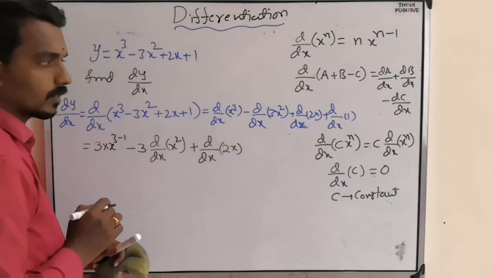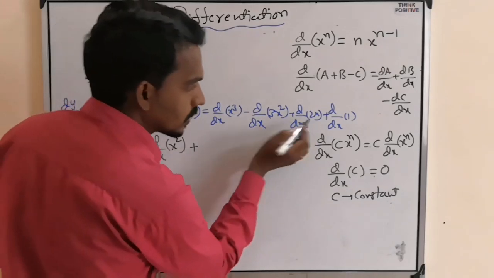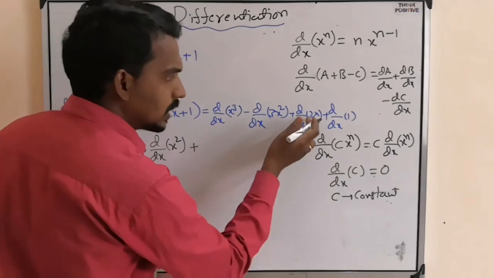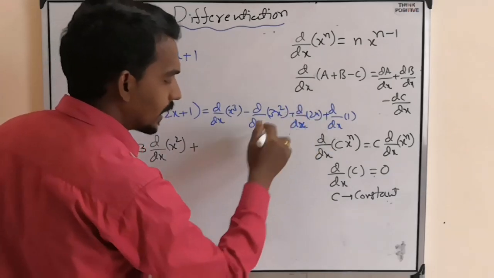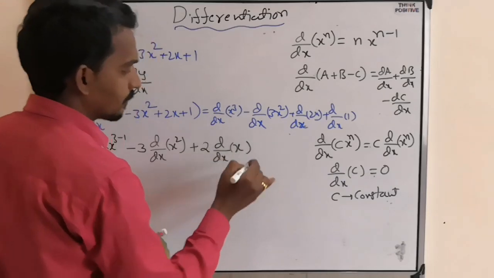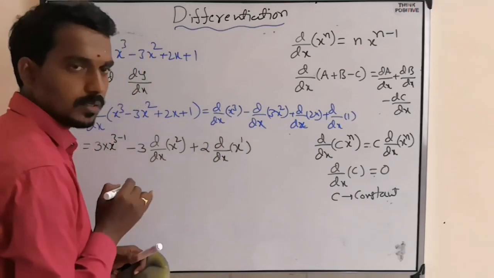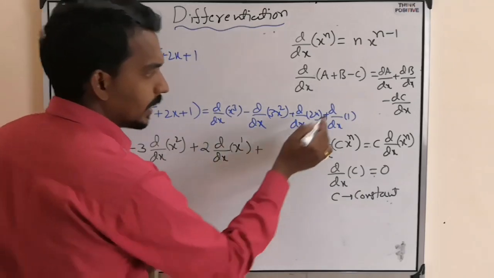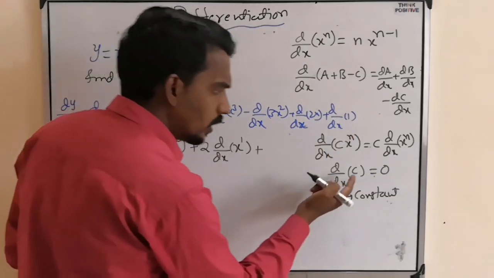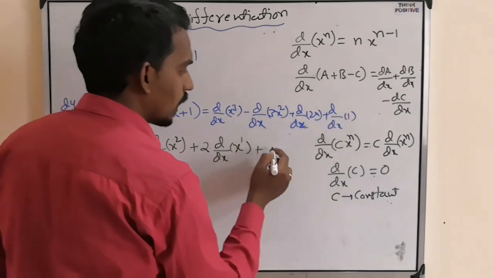Then plus d by dx of 2x. Sorry, here 2 is there. Constant, same, like x power 1. So c is a constant, 2 is constant. Take it out. 2 into d by dx of x. Now x power how much? 1. Plus d by dx of 1. 1 is what? Constant. If only a constant is there, what is the differentiation? 0. So this value is 0.